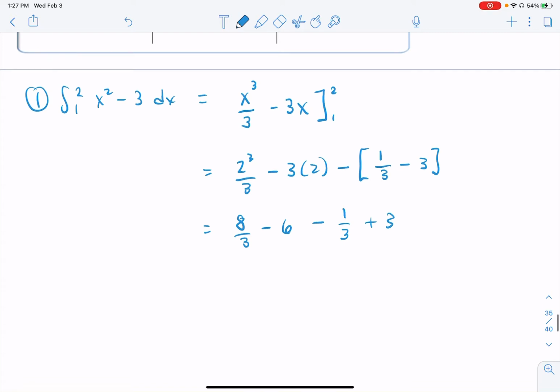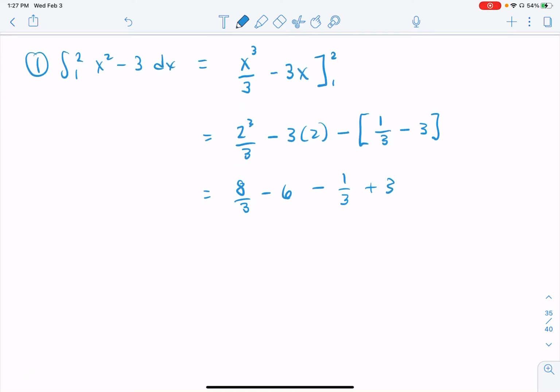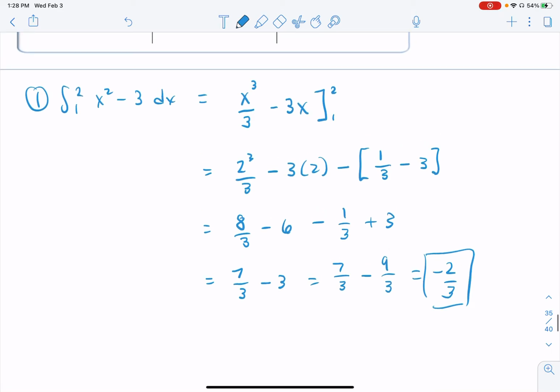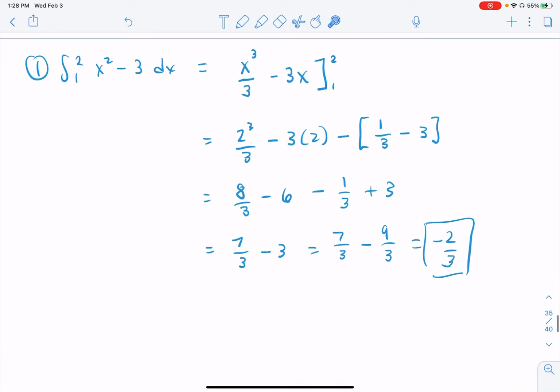I did that because now I've got fractions I can combine and then whole numbers that I can combine. So 8/3 minus 1/3 gives us a 7/3, and then negative 6 plus 3 gives us a negative 3. Get a common denominator, which is going to be thirds, so 7/3 minus 9/3 gives us a negative 2/3. All right, so let's interpret our answer here. We just found the area underneath this parabola here from 1 to 2, and apparently most of that area is down below the x-axis because we got a negative answer when we were all done. So negative 2/3.